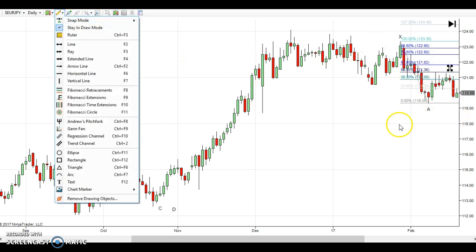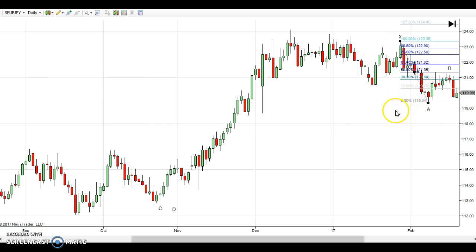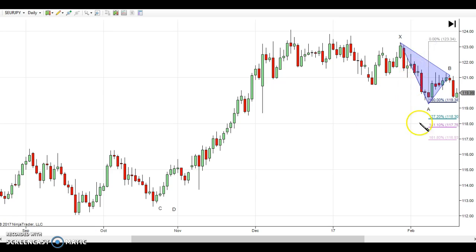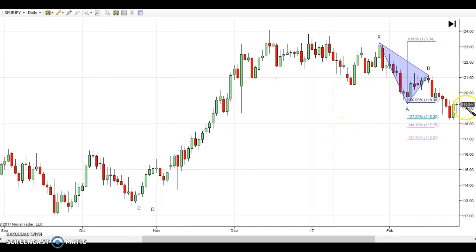What's the next thing we're looking for? Right, we're looking for that 127.2% extension of X to A. So let's go bring out the extension tool. We'll draw that out. So we'll want to look for price to come down into this 118.30. Let's roll forward. You see right here it does. So that is a valid C point.